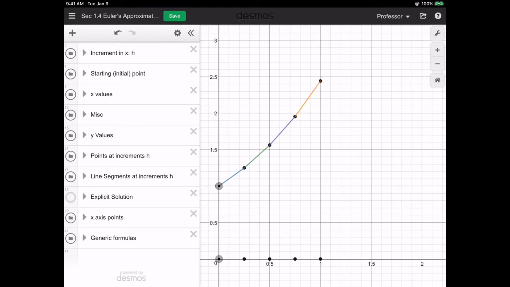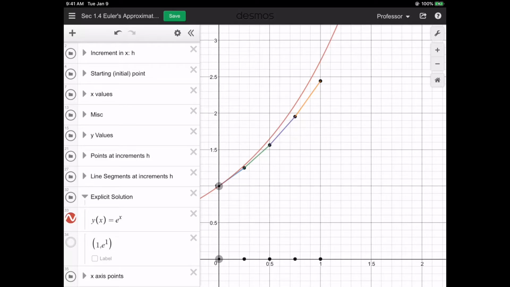Like I said, the smaller our increments are, the better of an approximation this will be. We can see that if we graph the actual solution, we're not that far off. Clicking on this point, we can see that the actual value is 2.718. We got 2.44, so we actually are pretty close. And if we would have let h be something smaller, like 0.1, we would have been even closer.